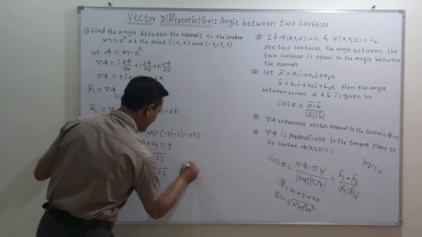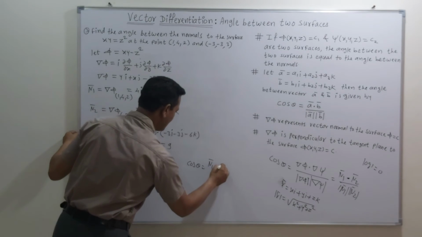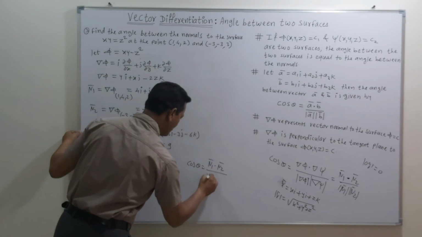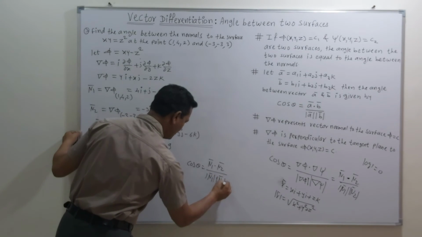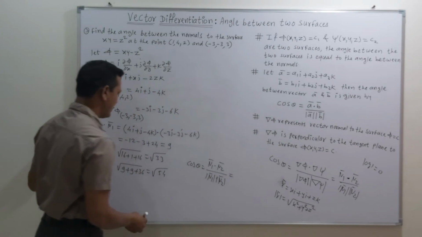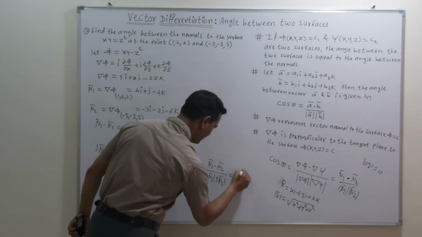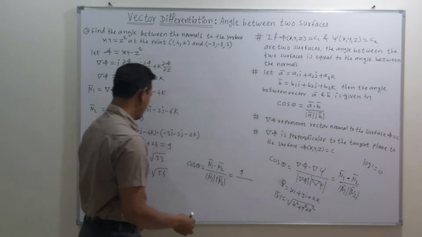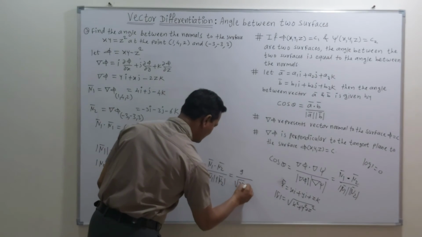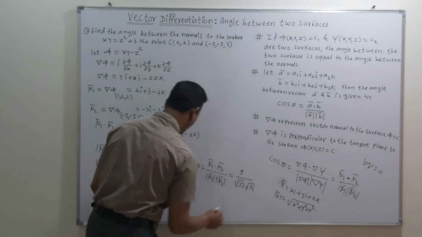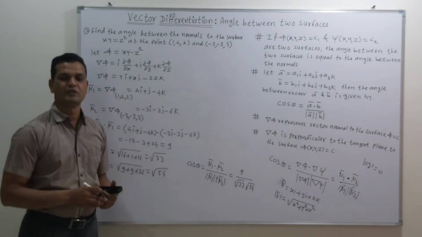Therefore we can write the value of cos theta is equal to vector n1 dot n2 upon magnitude of n1 and magnitude of n2. The dot product between these two vectors is 9. So this value is 9 upon root of 33 and root of 54. So friends, this is the third and last example of this video lecture.